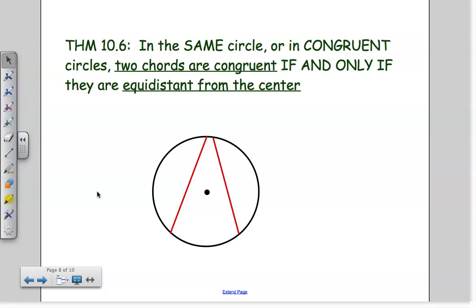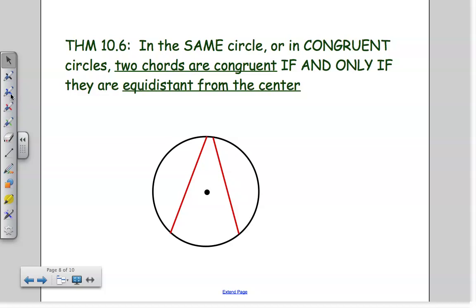And we got one more theorem to look at today. In one circle or in two congruent circles, two chords are congruent if and only if, meaning it works both ways, they're equidistant from the center. And that should make sense. Now these red chords are congruent only if they're the same distance away from the center.